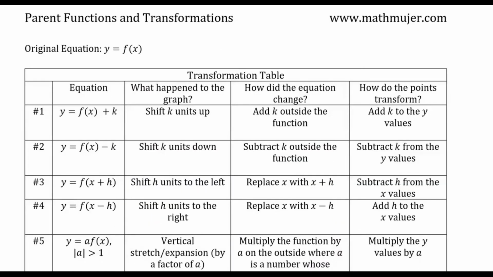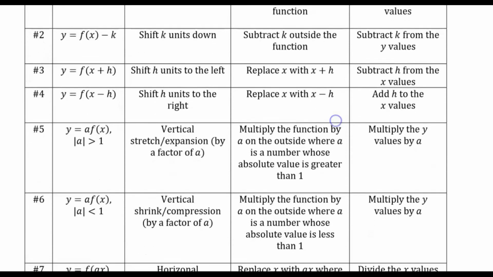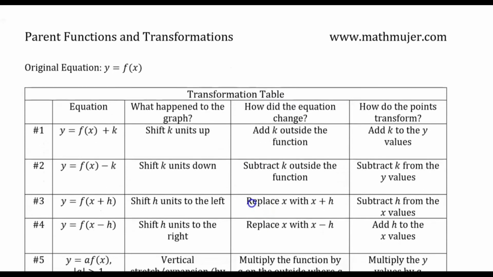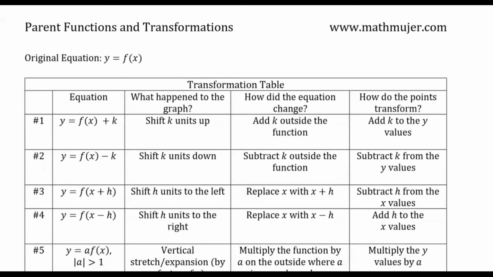So now we are actually going to look at some examples. We're going to look at 10 examples. They each cover the 10 transformations that are summarized in this table. And what this table does is it gives us a lot of information. It gives us some graphical information, and it also gives us some algebraic information.